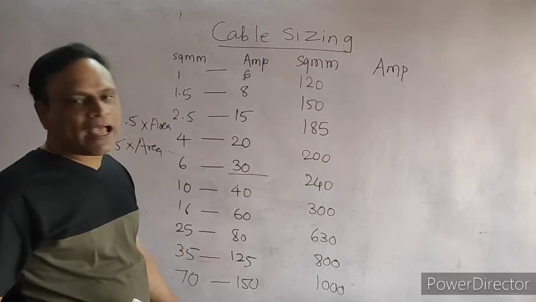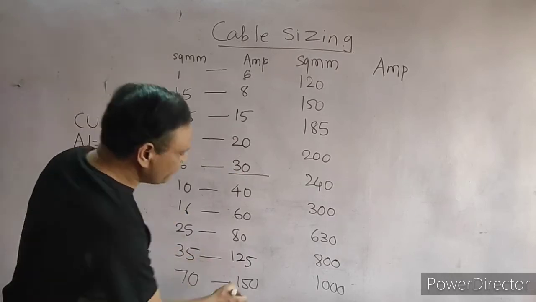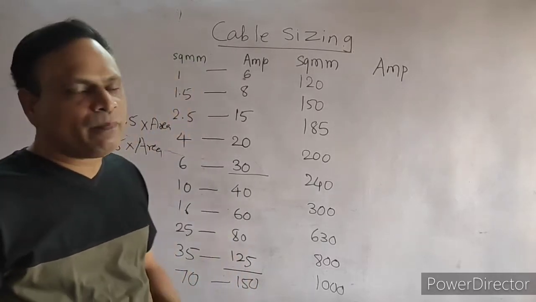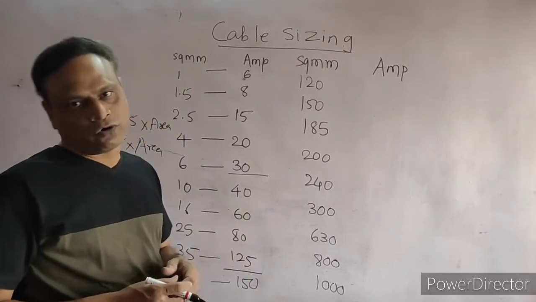But after 30 amperes up to 120 amperes, this rule tells that we have to multiply the square mm by 4.